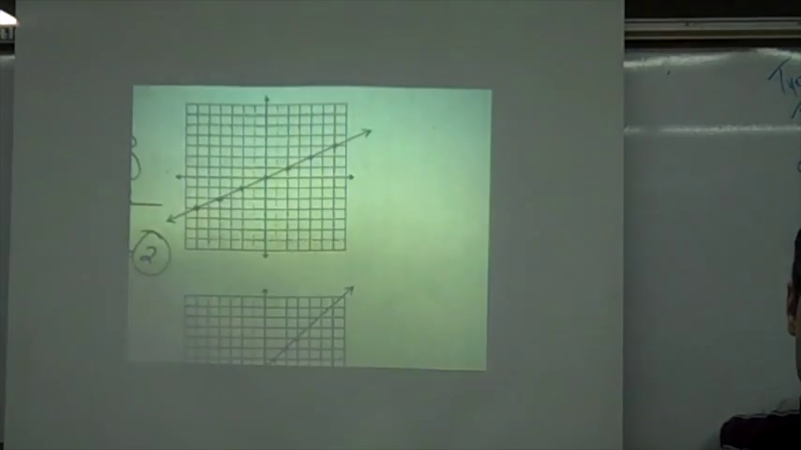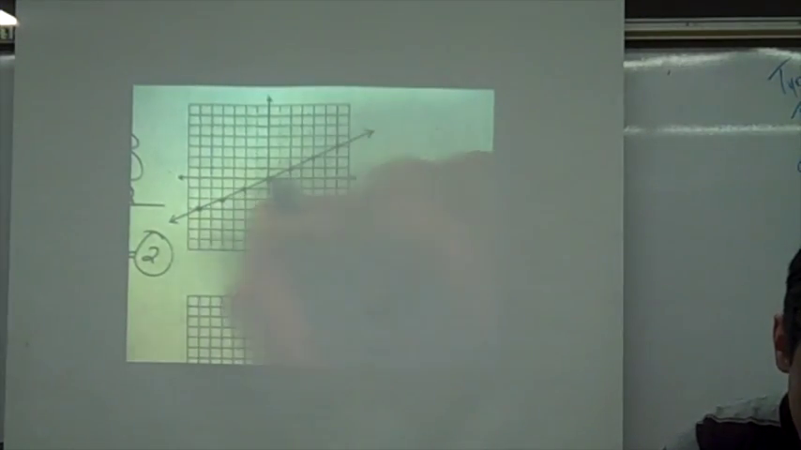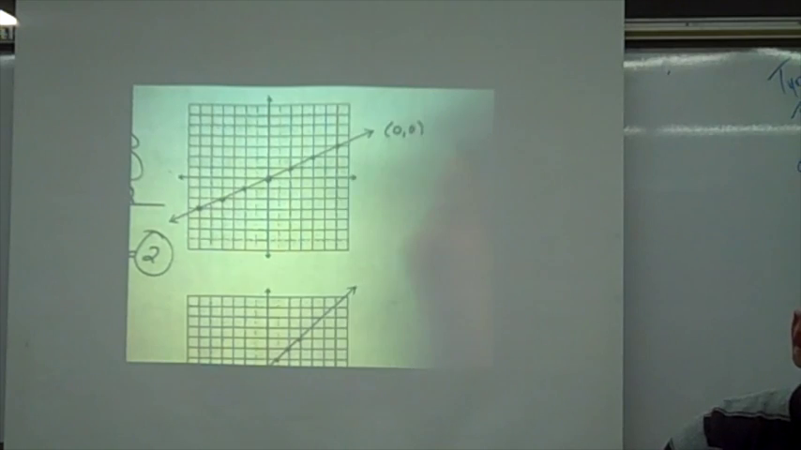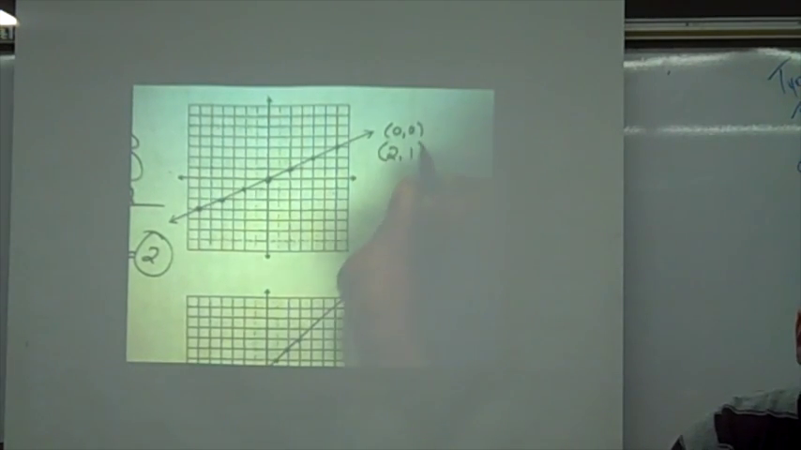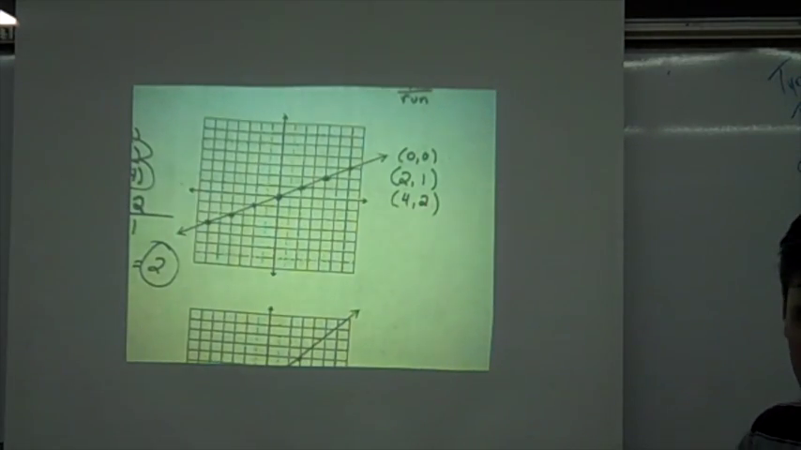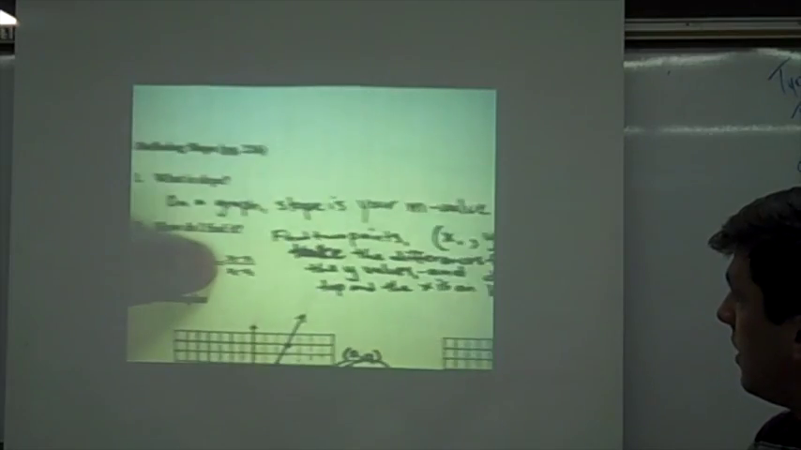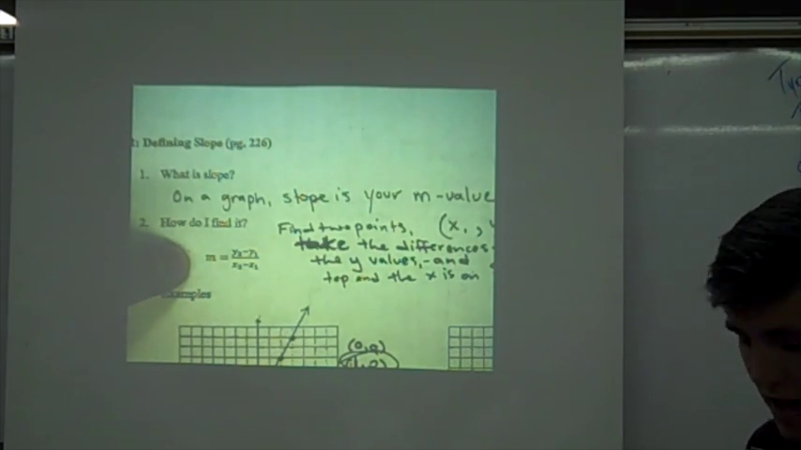I'm going to point to points, then I'm going to tell you what the coordinates are, and then we'll plug them into the equation. So you have this point, 0, 0. You have this point, 2, 1. You have this point, 4, 2. And now we need to plug them into this equation up here. m equals y2 minus y1 over x2 minus x1.